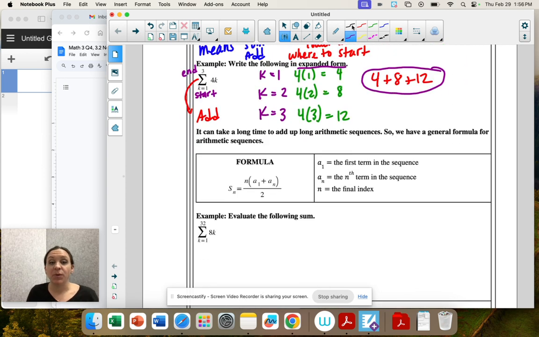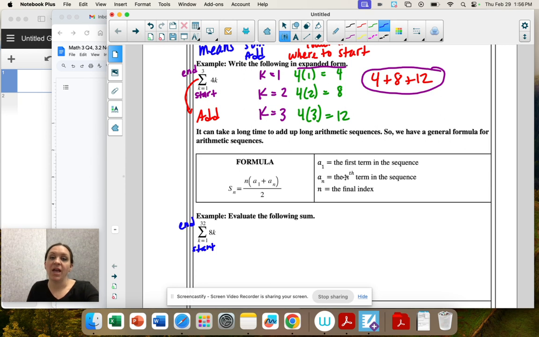Okay, so sometimes we get crazy numbers. Like look at our example here. We're starting at k equals 1 and we're ending at 32. We do not want to go calculate 32 numbers and then add them up. That would take forever. So there's a shortcut formula.